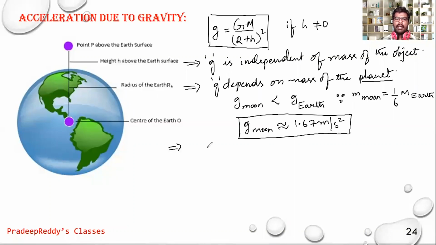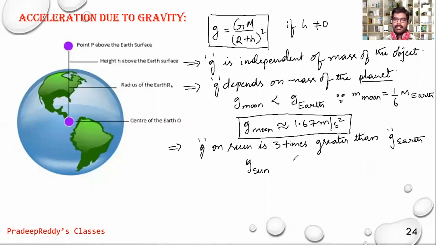Likewise, acceleration due to gravity on the sun is 3 times greater than acceleration due to gravity on the earth. So acceleration due to gravity on the sun is nearly equal to 27 meter per second square.